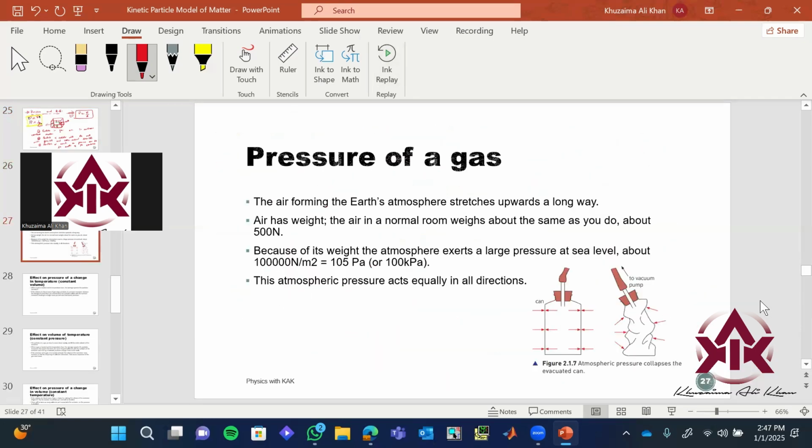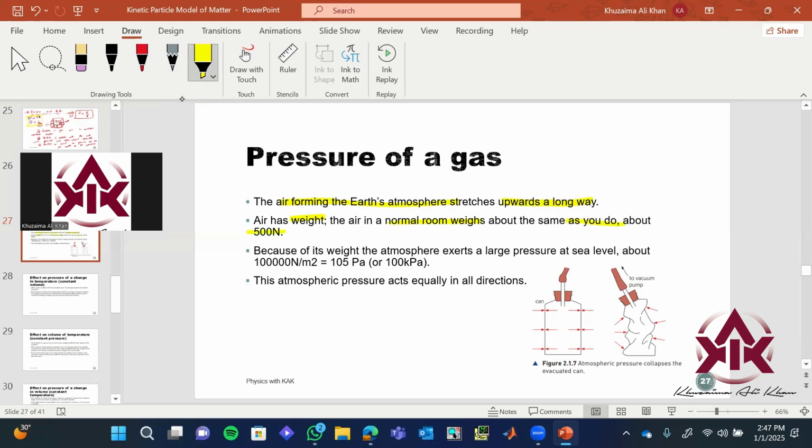So what is happening over here is as follows. Let me first read the content and then I'll explain what is going on. The air forming the Earth's atmosphere stretches a long way. It is called the Earth's atmospheric air, right? It contains nitrogen, oxygen, argon, helium and other gases, right? So air has weight, right? Air in a normal room weighs about the same as you do, about 500 Newton, right?